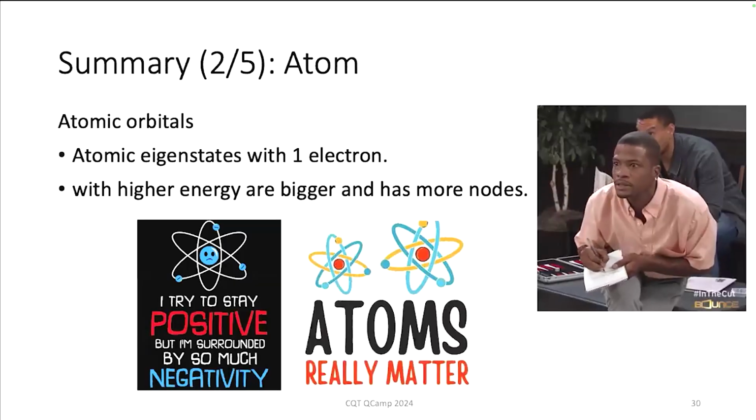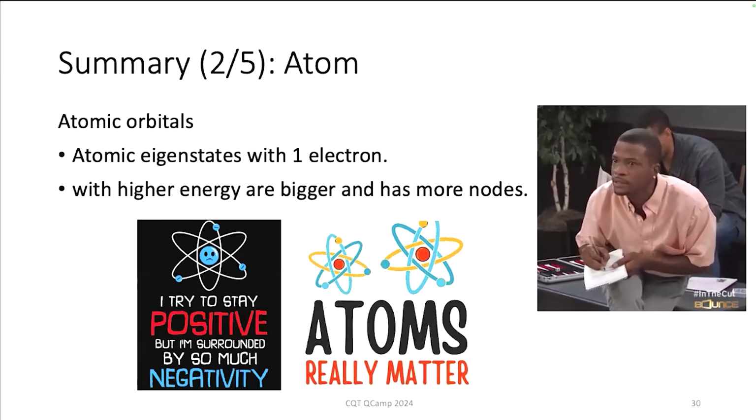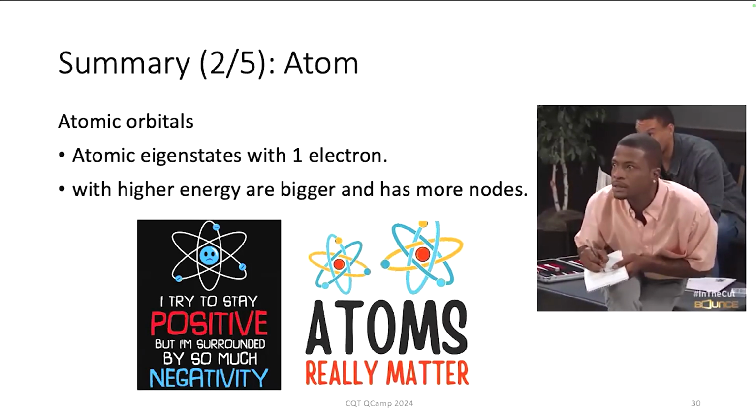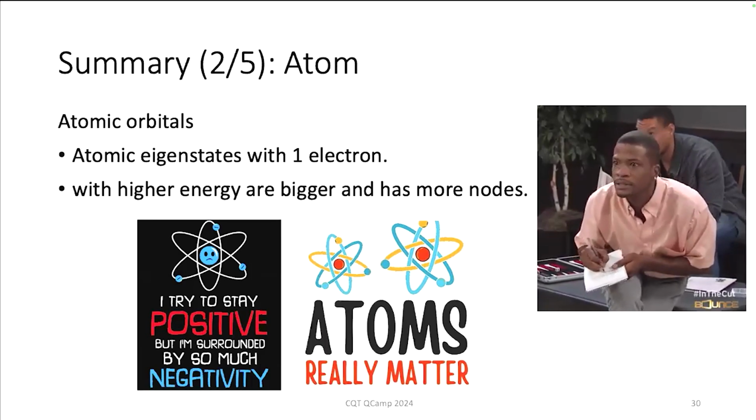Yeah, so that brings us to the end of this section on atoms. Atomic orbitals are basically eigenstates with only one electron. Okay. The bigger and the higher energy they are, the more nodes they have.